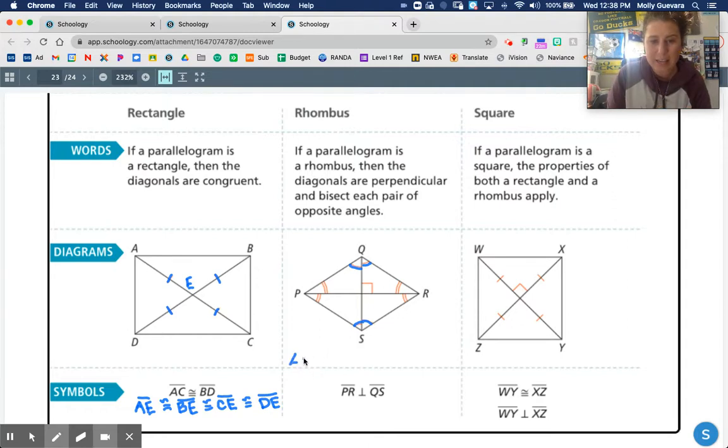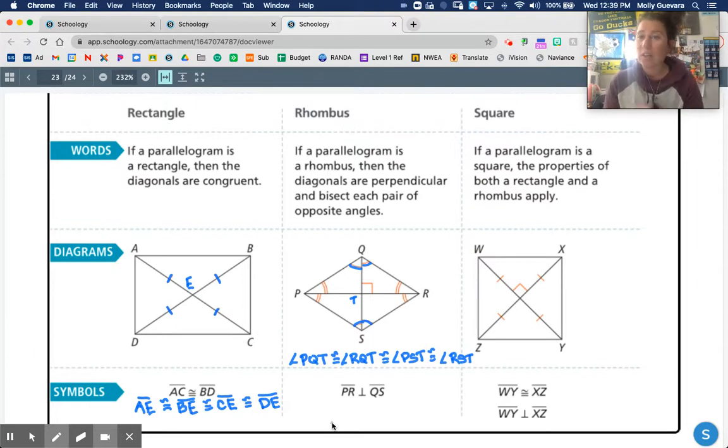So I can say that angle P, let's call this T. Angle PQT is congruent to angle RQT, and that's congruent to angle PST, which is congruent to angle RST, right? So all of these blue angles are the same. They're the same measure. And I can say the same thing about the angles on P and the angles on R. All 4 of those angles are the same.